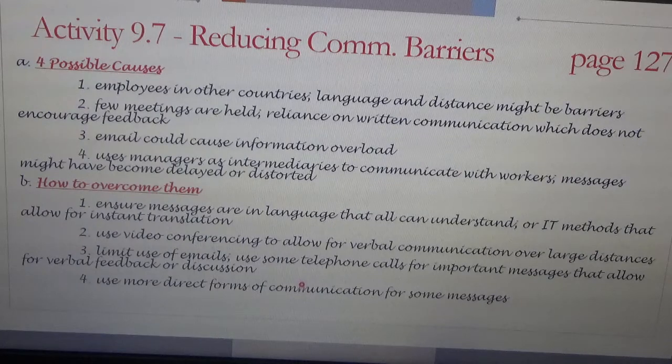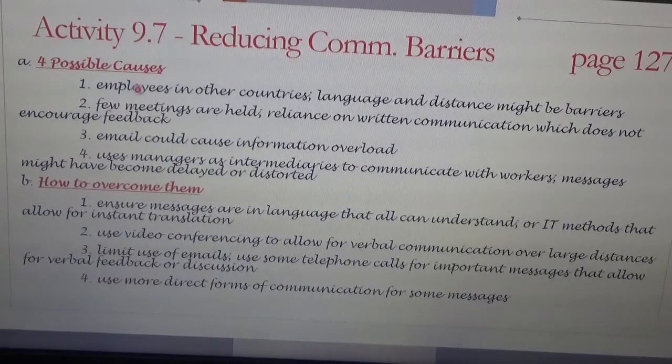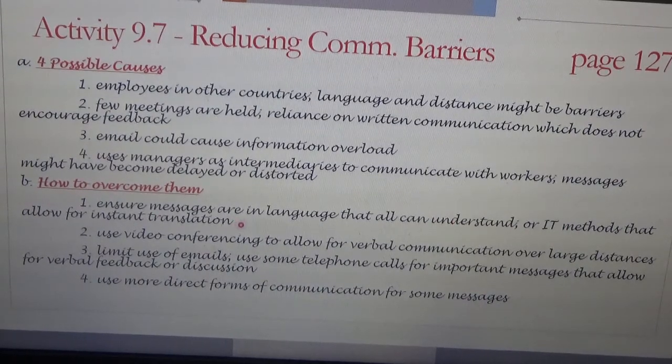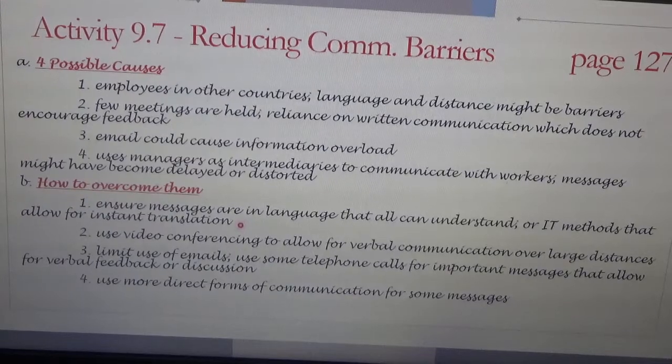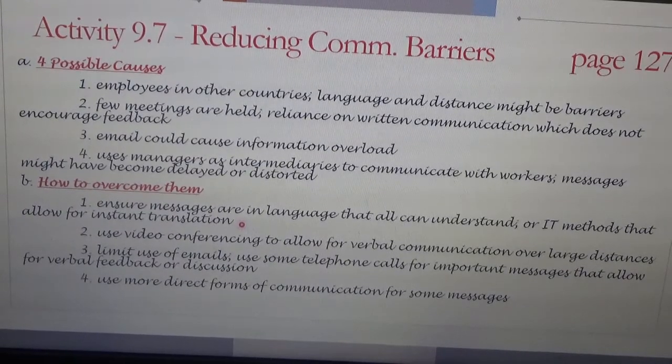Okay, another, how can we overcome them? Let's go down here. Number 1, the counterpart of these causes of communication barriers here. Okay, how can we overcome number 1 here, this possible cause? Okay, to ensure messages are in language that all can understand, or IT methods that allow for instant translation. That's a good solution. Okay, that's a good advice.